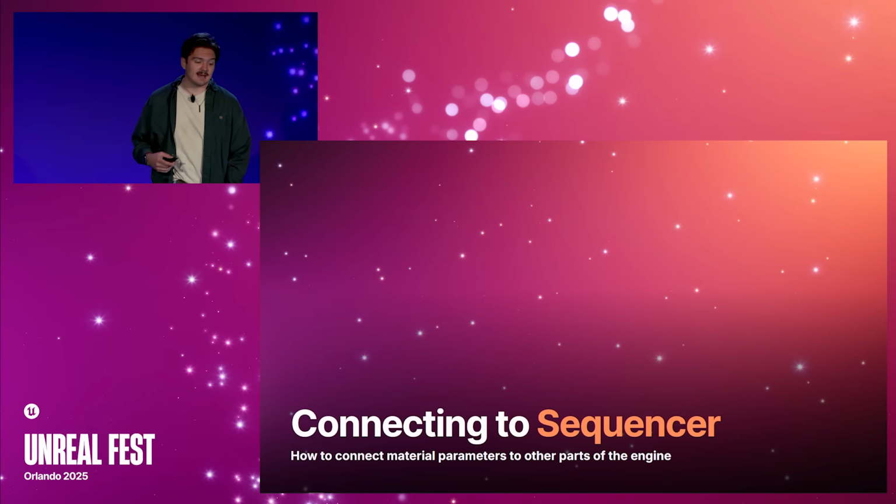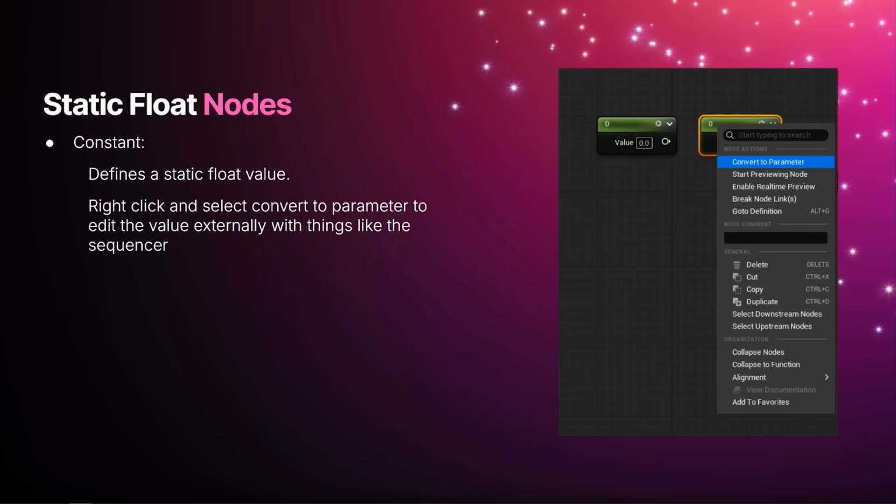Next, I'm going to quickly go over how to connect this all into level sequences so that you can mix and match different forms of animation. You're able to define static float nodes in the material graph and then make them publicly editable parameters by right-clicking the node and then selecting Convert to Parameter. This is just how you do it for a float.